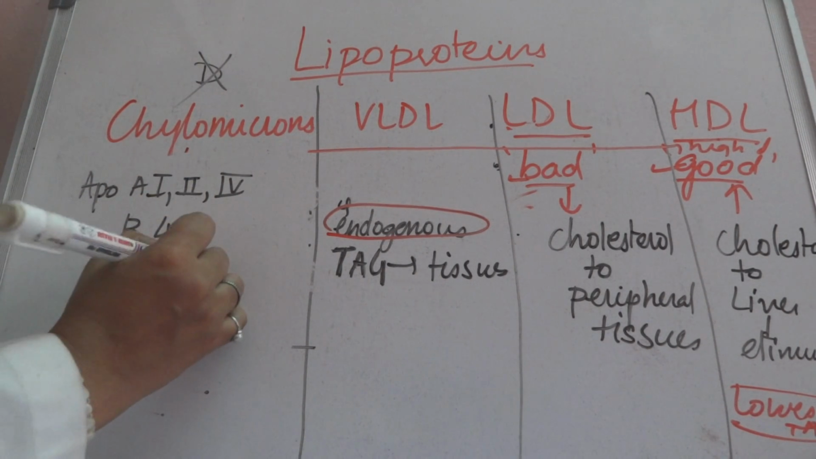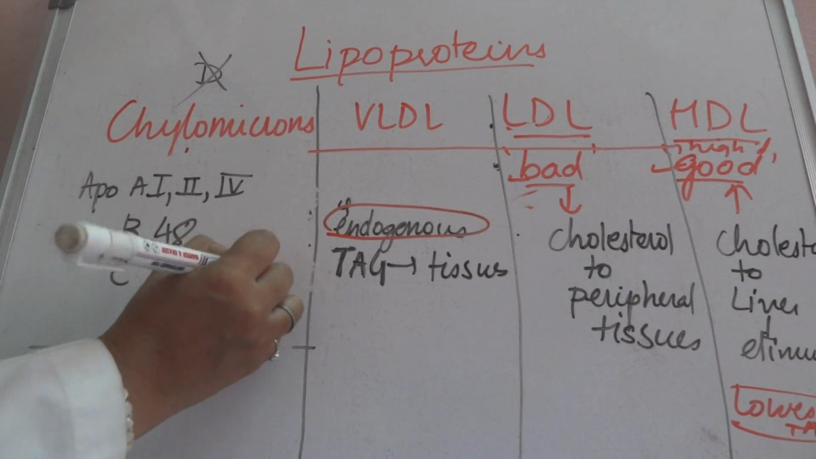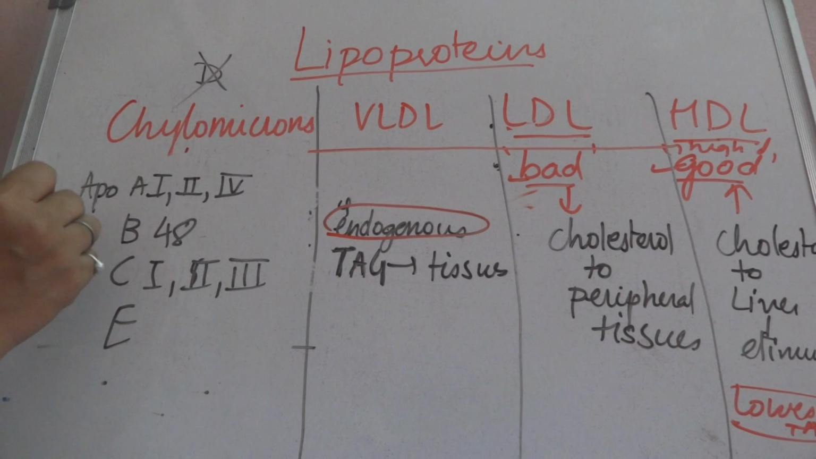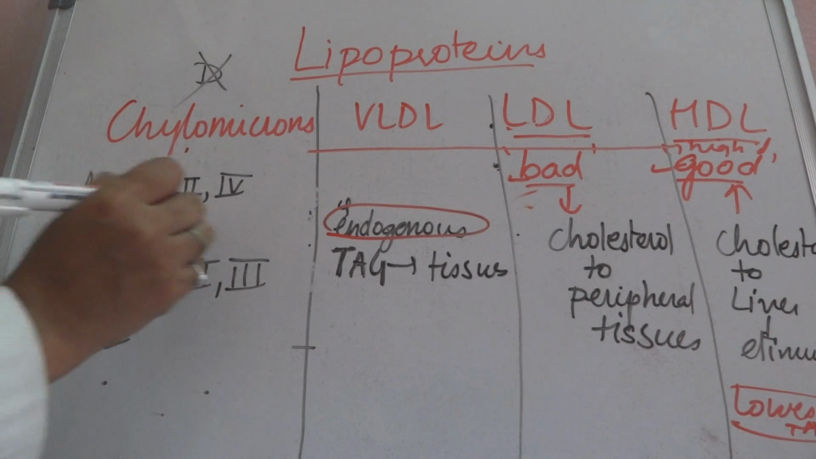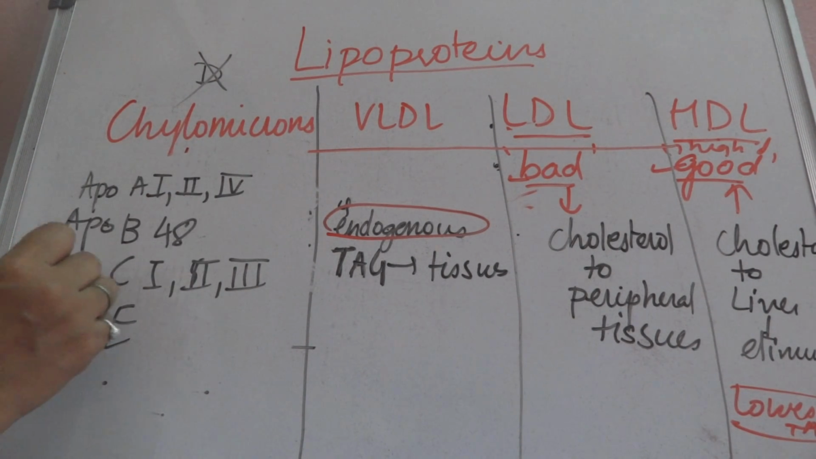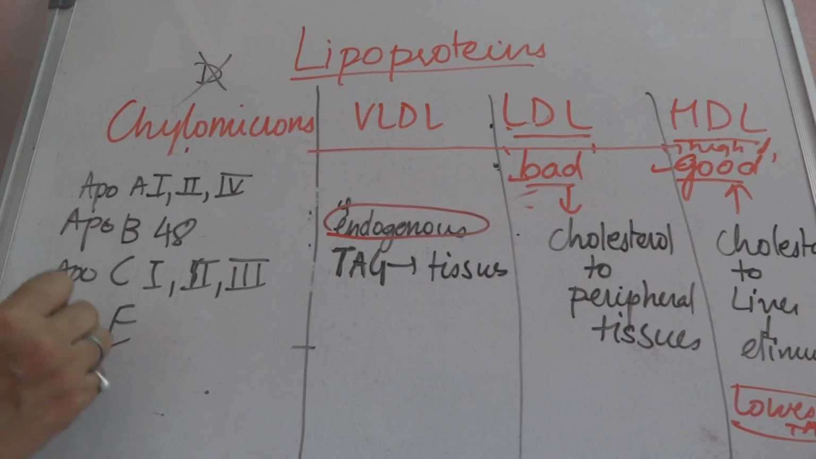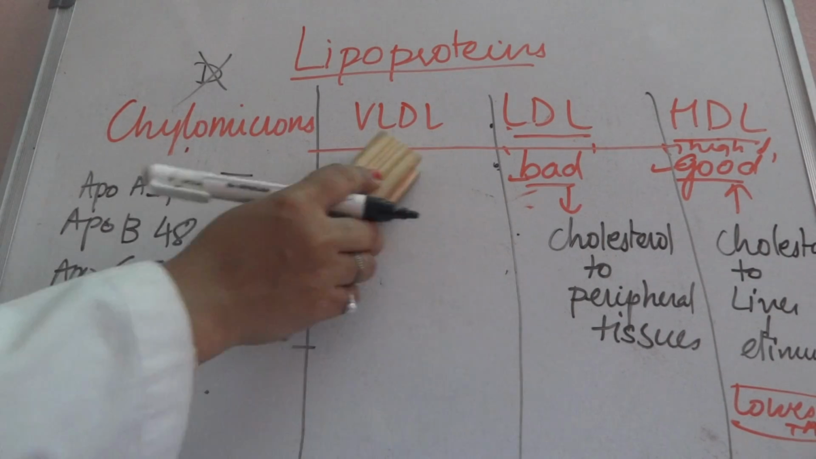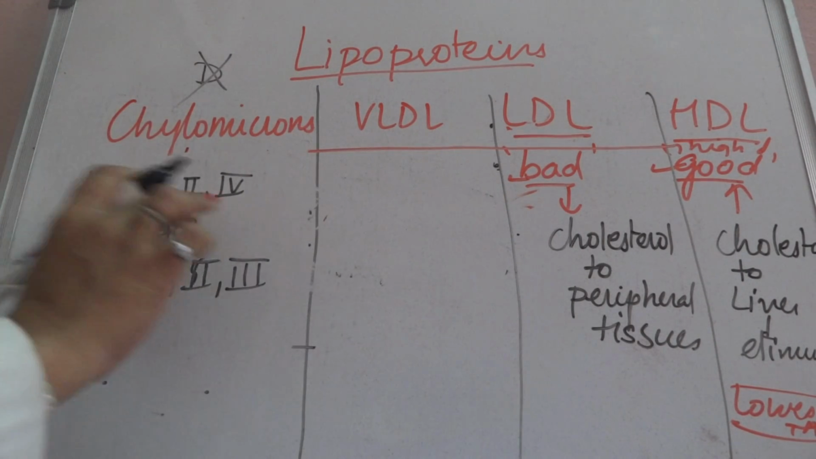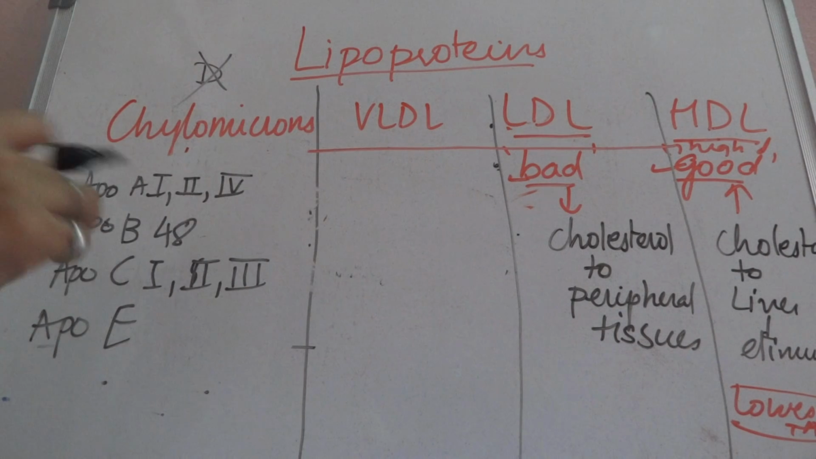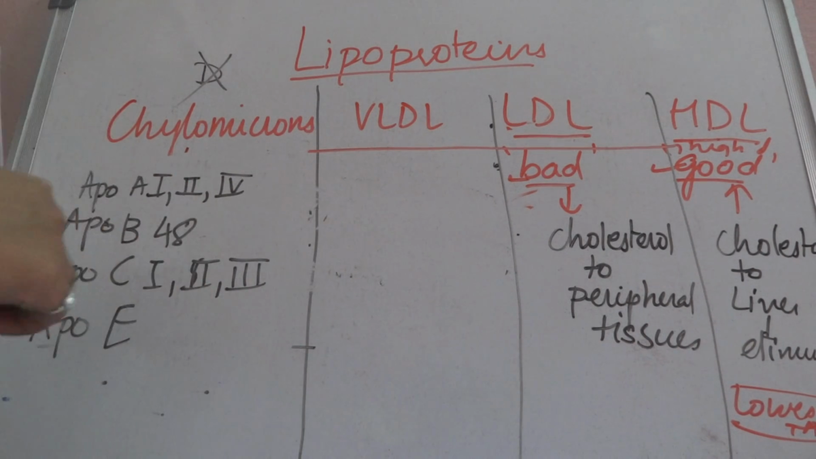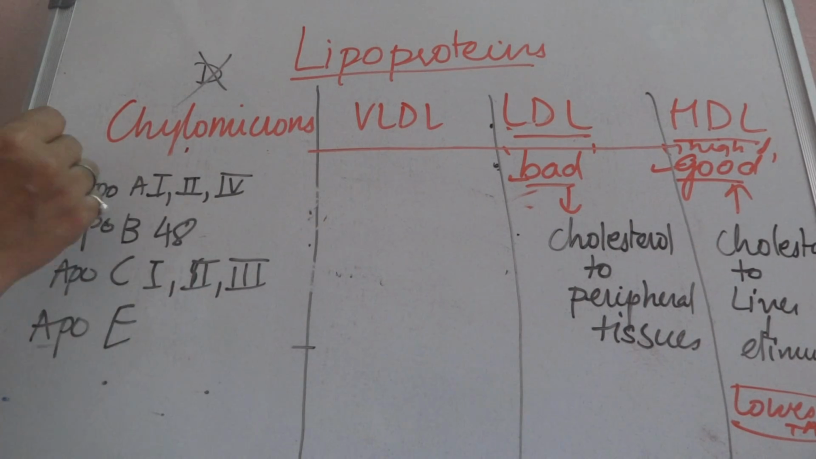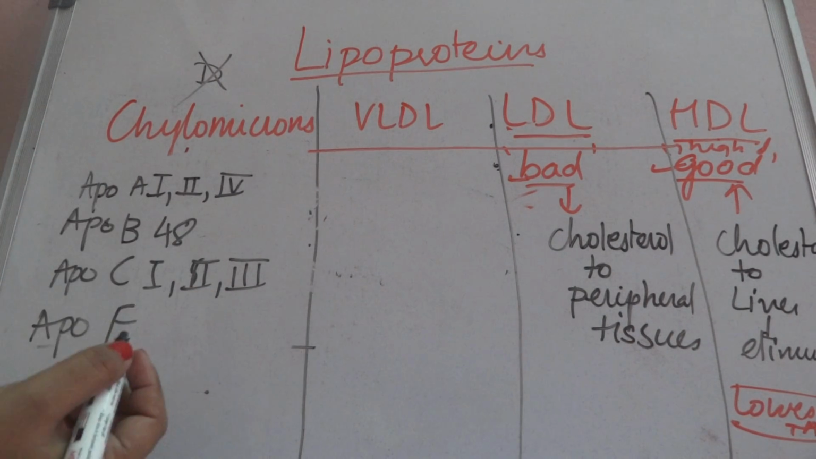C, it has 1, 2, 3, and it has E. So it has almost all apoproteins: Apo A1, 2, 4, apo B48, apo C1, 2, 3, and apo E. Okay. VLDL, on the other hand, will not be having any A. I am just telling you to remember so that your MCQ is not wrong. It is important in MCQ. All these apoproteins are important as a part of MCQs.